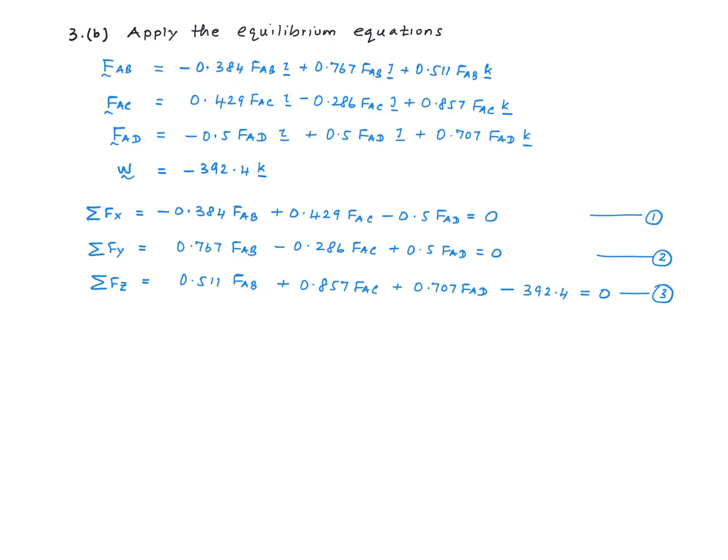Now we apply the equilibrium equations. Here's a summary of what we have done in the previous slide, showing us the vector forms of the 4 forces acting on particle A. Here are the 3 equilibrium equations, the one in the x direction, one in the y direction, and one in the z direction. So what we have is a full-blown 3-dimensional system of equations, each equation containing all 3 unknowns. In other words, we have a 3x3 system of equations.